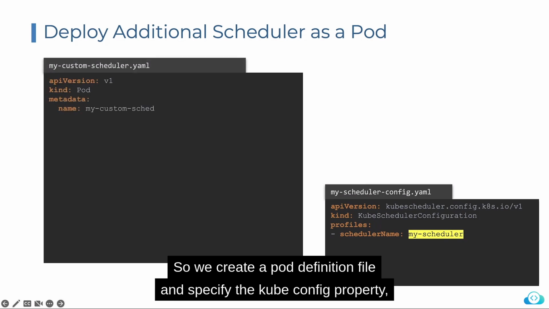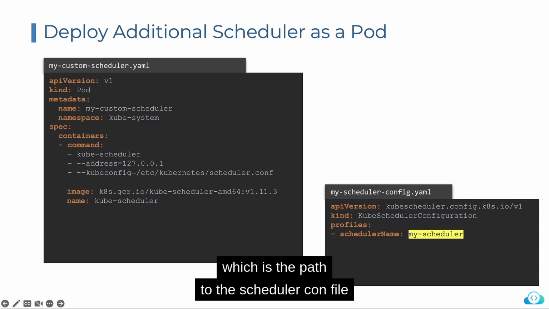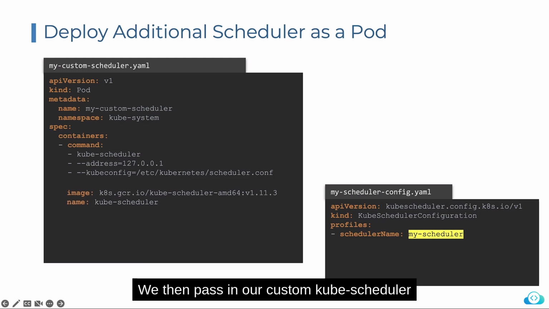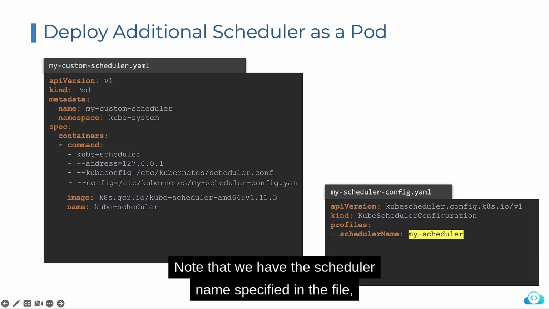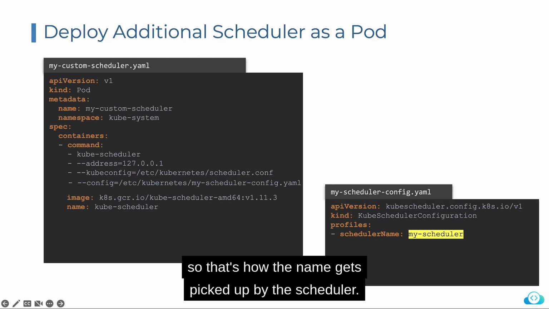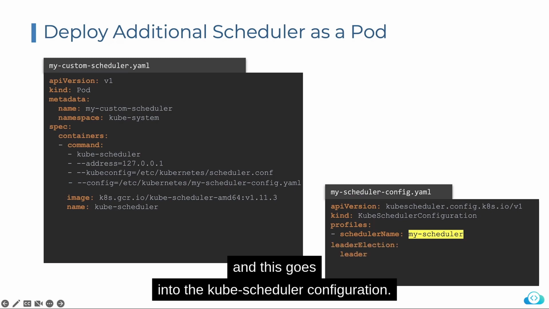So we create a pod definition file and specify the kubeconfig property, which is the path to the scheduler.conf file that has the authentication information to connect to the Kubernetes API server. We then pass in our custom kube scheduler configuration file as a config option to the scheduler. Note that we have the scheduler name specified in the file, so that's how the name gets picked up by the scheduler.